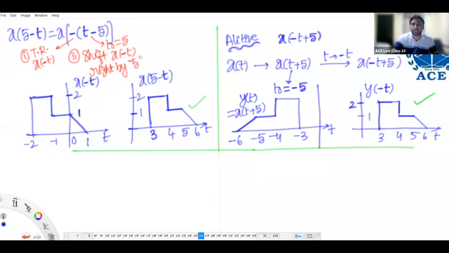On the left side we have done scaling, then shifting. On the right side, shifting, then scaling. Of course, the answer is the same.